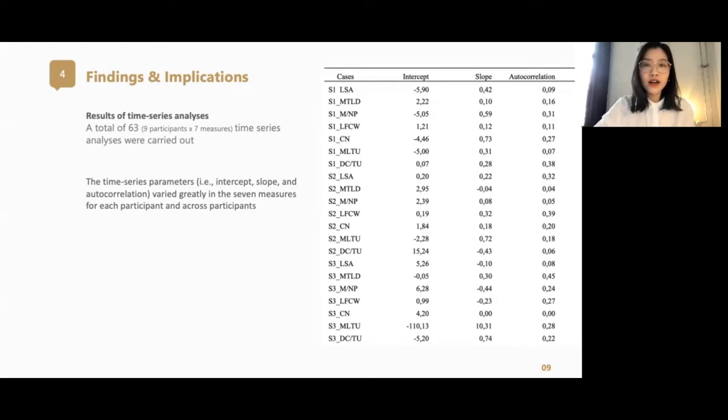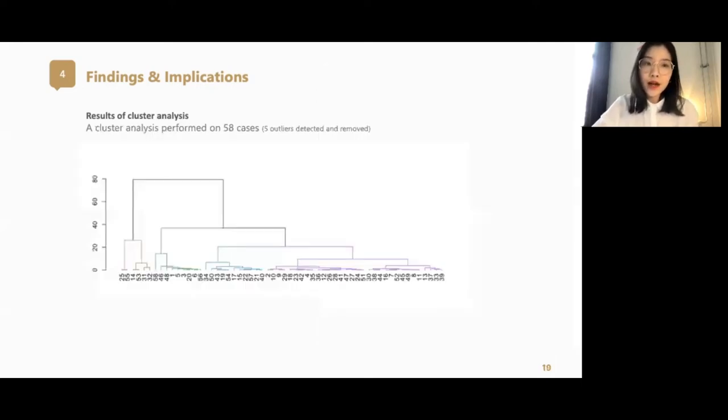So we use the cluster analysis to do it. Here, furthering into the presentation, I'd like to point out that some parameters are really different from others. So before performing the cluster analysis, we also detected the outliers and removed them from our data set. The cluster analysis we performed uncovered five clusters. This is a visual representation of it.